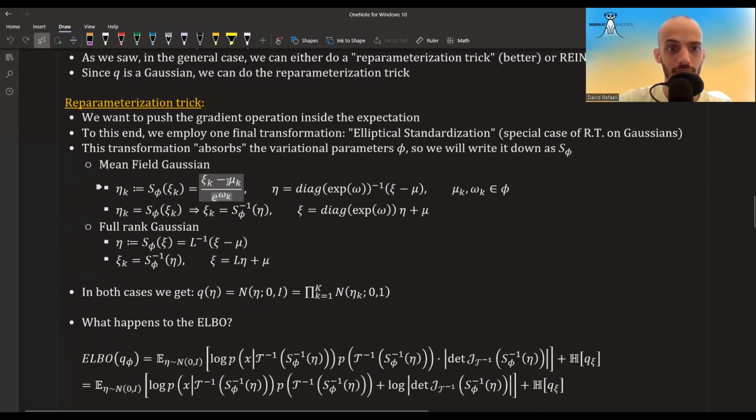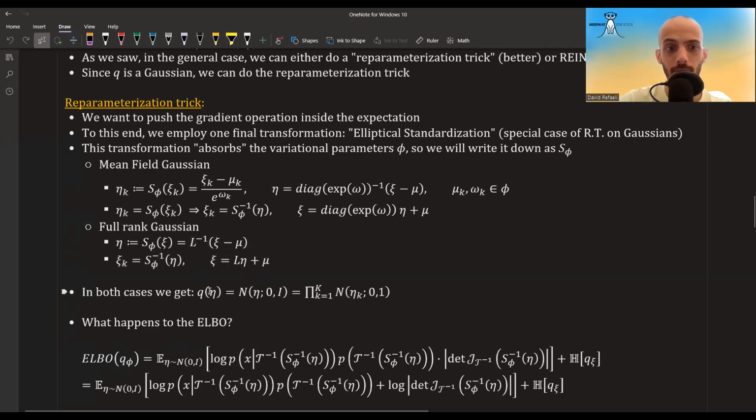For the mean field, you just take away the mean and divide by the standard deviation. So it's like this. The transformation in vector form would be written like this, and the opposite transformation would look like this. For the full rank Gaussian, it means take the vector of Xi, subtract from it the vector of mu, and then pre-multiply it by the inverse of the L matrix. And this will give us a standard multivariate normal distribution. The opposite transform would be written like this.